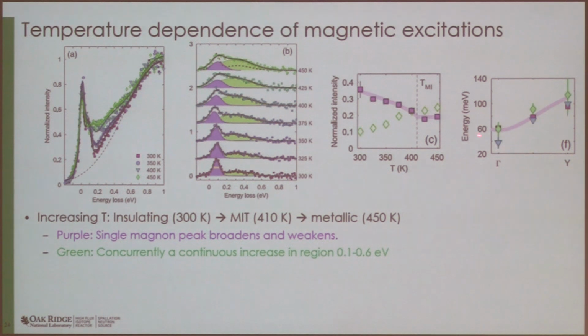And what's interesting is that the dispersion of both the magnon and this additional intensity we see around 0.1 to 0.6 disperses, they follow the same dispersion. So this is suggesting that it's not just a local excitation, it's following the lattice behavior.